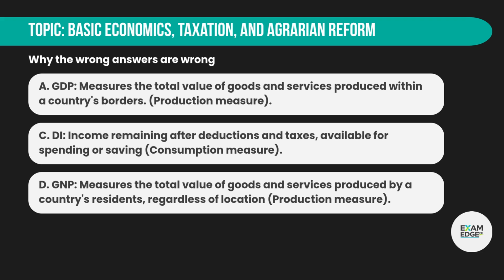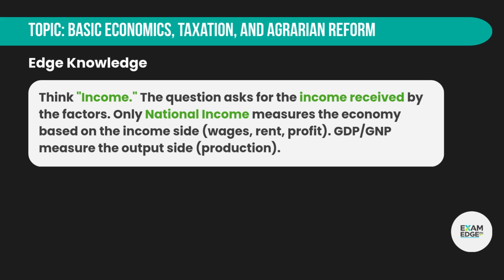A. GDP measures the total value of goods and services produced within a country's borders. Production measure. C. DI. Income remaining after deductions and taxes, available for spending or saving, consumption measure. D. GNP measures the total value of goods and services produced by a country's residents, regardless of location. Production measure.